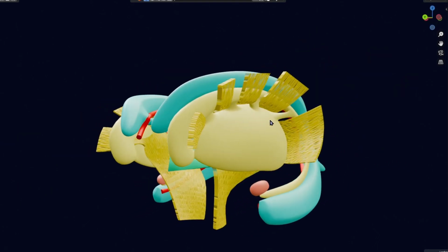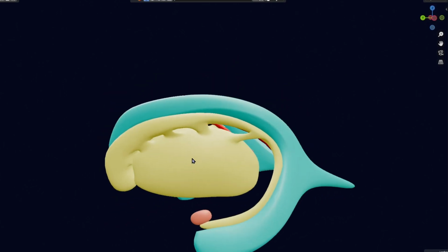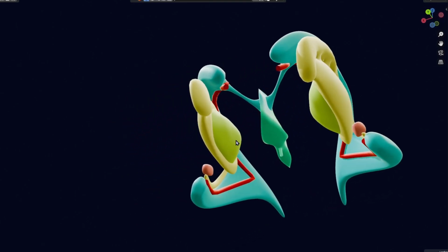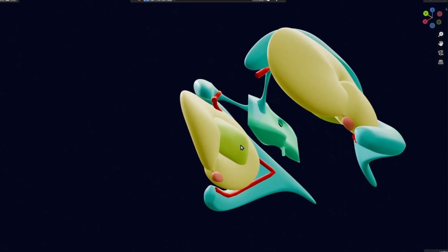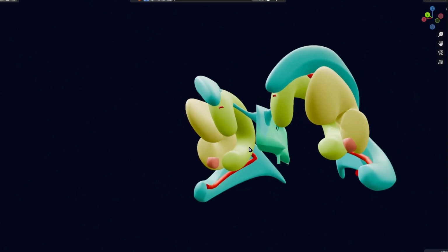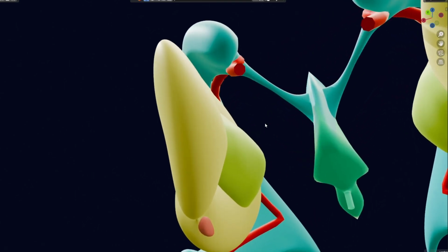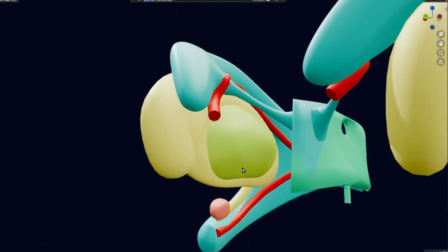So you see the caudate nucleus and putamen. And what about this green structure? If I hide this internal capsule, you see this green structure which developed from the medial swelling, the medial ganglionic eminence. This structure is called the globus pallidus. Yeah, so this is the situation.